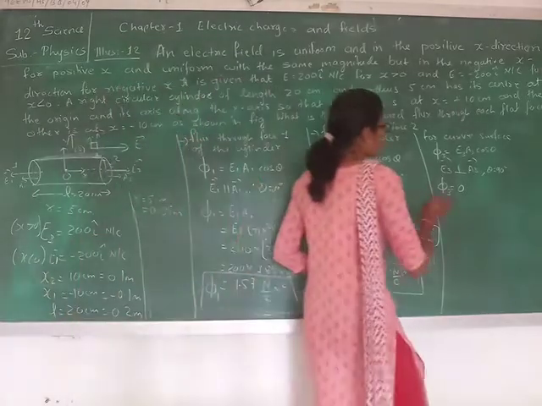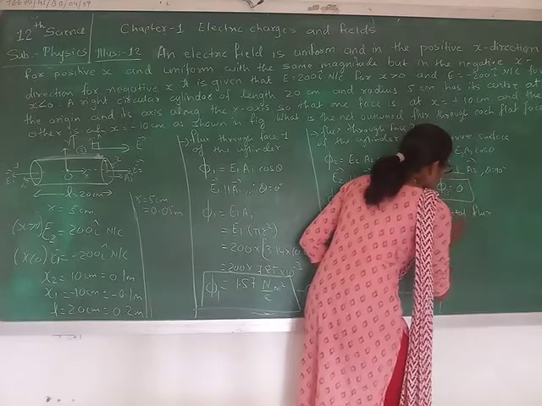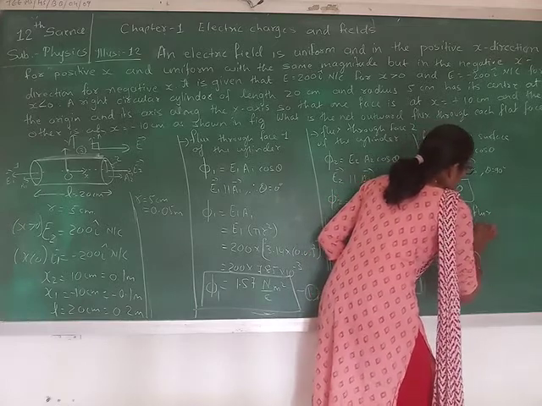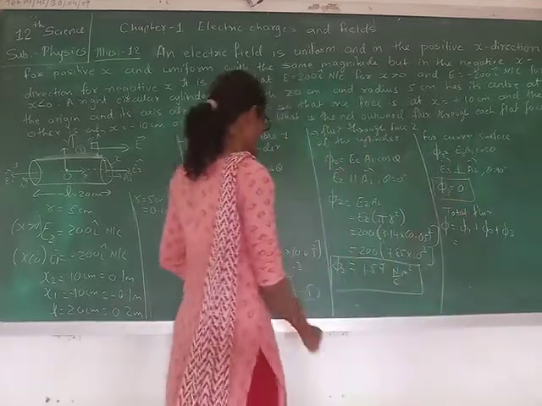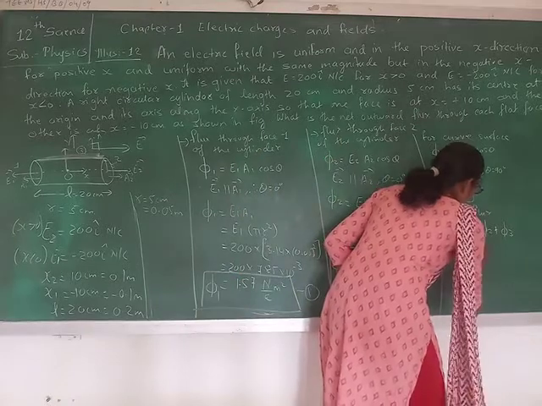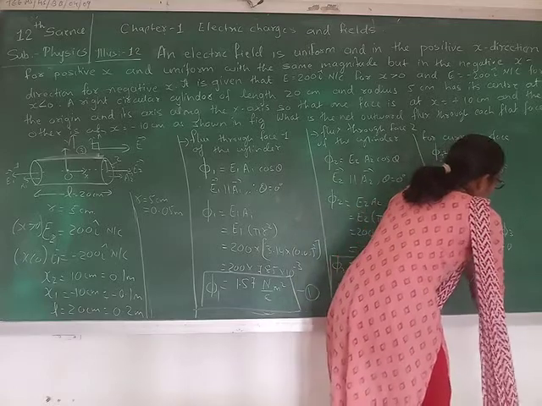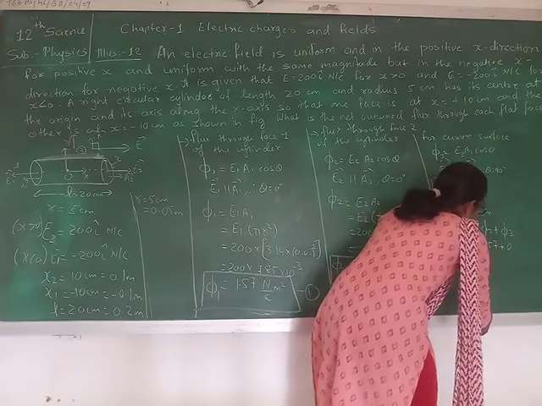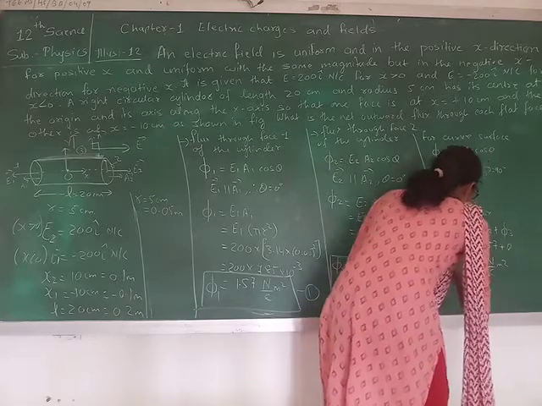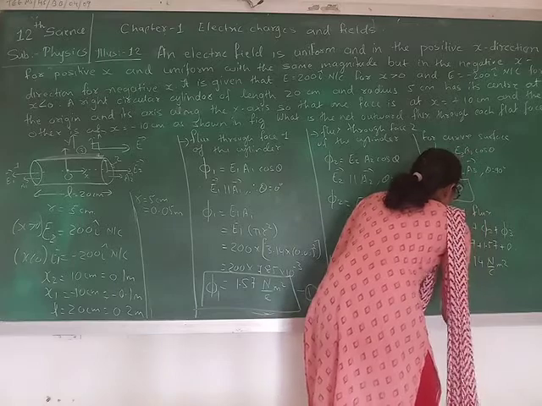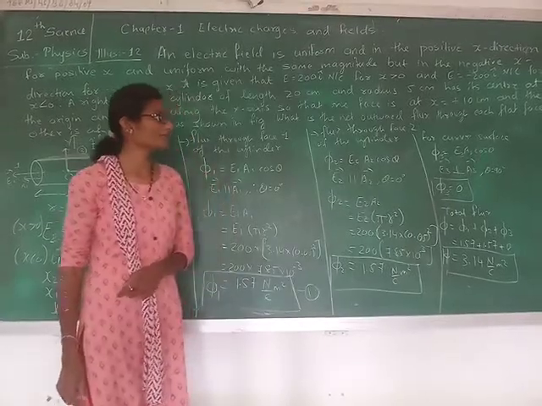Now, here we need to find the total flux. So the total flux will be phi equals phi 1 plus phi 2 plus phi 3. Phi 1 is 1.57, plus 1.57, plus 0, that is 3.14 Newton per meter square. So this is the net outward flux for the cylinder.